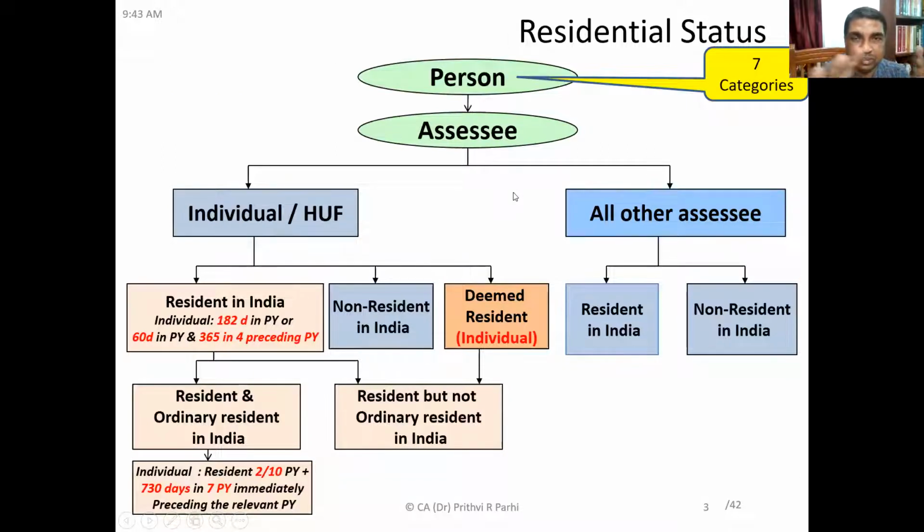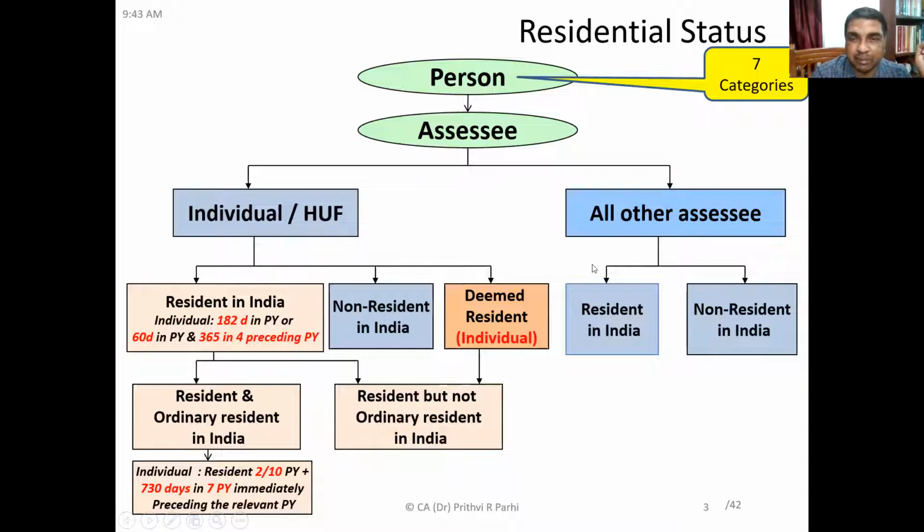Now, this chart we are already familiar with. Yes or no? We have seen this chart earlier. This chart explains the residential status of various kinds of assessees. You know, an individual assessee and HUF, how we can classify them as resident in India and non-resident. And once they are resident, again we have to classify them as resident and ordinary resident, and resident but not ordinary resident. Individuals and HUF may also become non-resident. There is one more concept of deemed resident, but deemed resident means they will be treated as resident but not ordinarily resident.